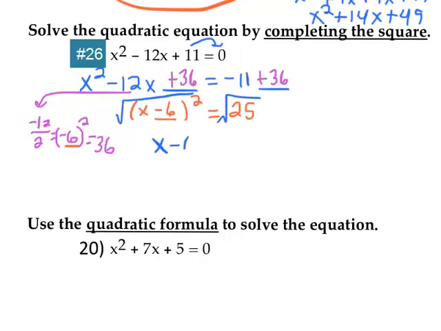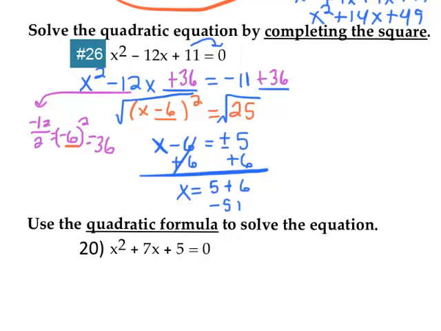and get x minus 6 equals plus or minus the square root of 25, which is 5. So we add 6 to both sides. We get x equals positive 5 plus 6 and negative 5 plus 6. That's what this plus or minus means, is that we have positive 5 and negative 5 and we add 6 to both of them. We end up with two answers when we do it. So one answer is going to be 11. The other answer, negative 5 plus 6, gives us 1. So we'd say x equals 11 and 1.